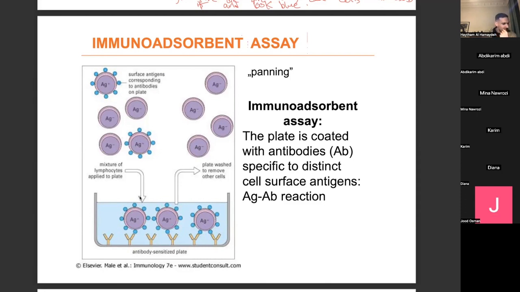Okay, panning. Panning is a photographic technique that combines a slow shutter speed. Oh no, I don't know. If anybody knows, tell me. But what is an immunoadsorbent assay?